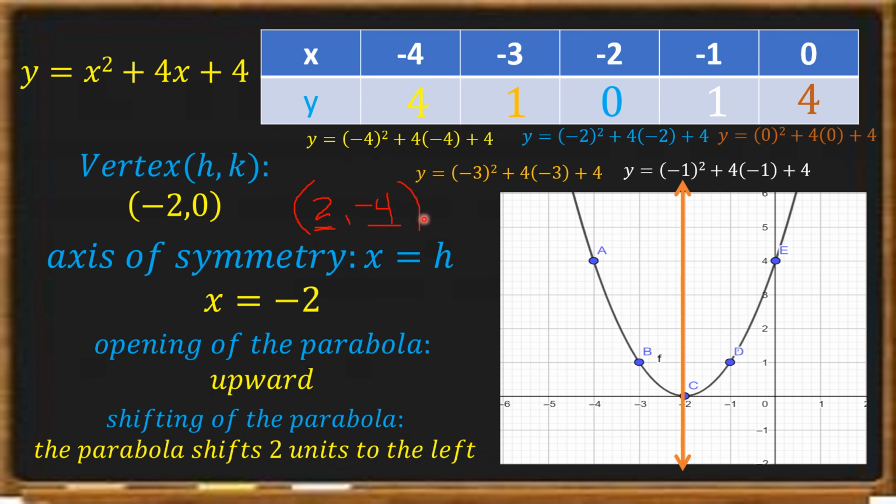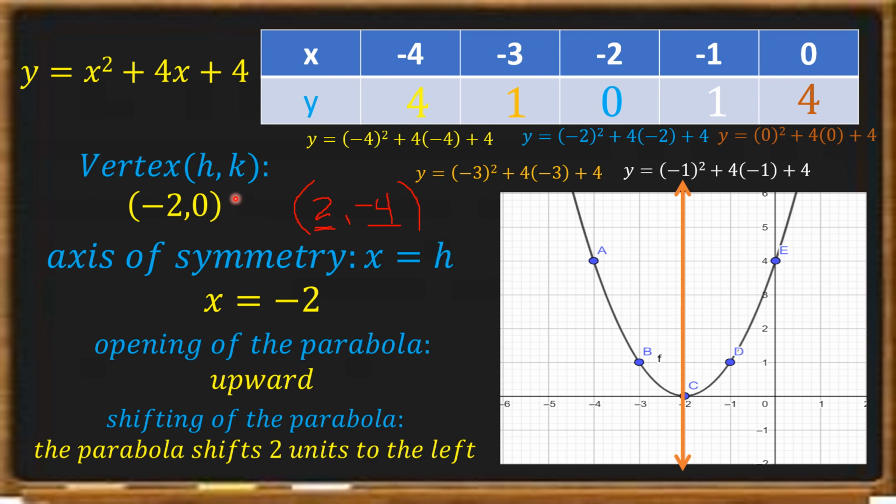Ito, additional sample lang to. Pero ito yung original natin, ha. Nag-sample lang ako ng iba. So, 2 units to the right and 4 units downward. Okay, so ito lang ang binigay. Alam na natin yung shifting na vertex. Basta alam mo yung vertex. Okay? Without the graph. Okay, importante yung graph. Pero, kahit wala namang graphing, malalaman mo yung vertex eh.